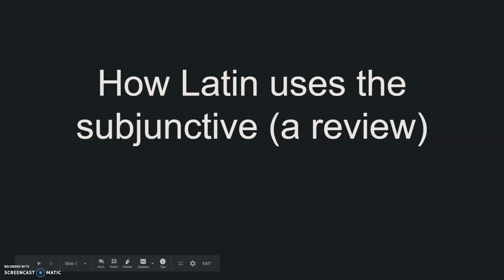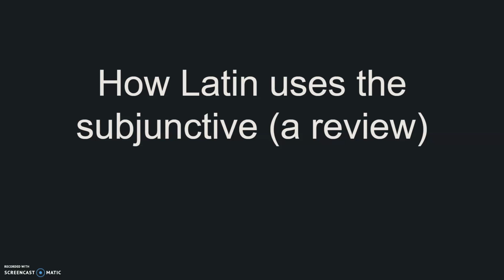Alright, I thought we'd start this week off by just doing a review of how Latin uses the subjunctive and all the different ways we've learned that the subjunctive can be used so far. And this is an important thing to go over again and again and again because it's really easy to forget some of these different ways the subjunctive is used. And as soon as we forget certain meanings and ways we can translate the subjunctive, we start being unable to translate sentences properly. So, let's remind ourselves.